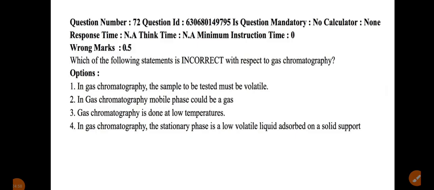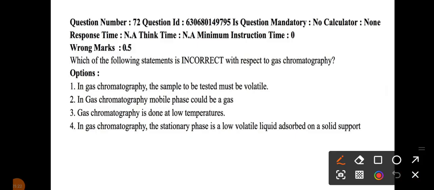In gas chromatography, the mobile phase could be a gas. So obviously in GC the mobile phase is the gas. Gas chromatography is done at low temperature? No. Let's see the fourth option: in gas chromatography, the stationary phase is a low volatile liquid adsorbed on a solid support. That is also correct. So our answer is that gas chromatography is done at low temperature, because they are asking for the incorrect one. Gas chromatography is not done at low temperature.